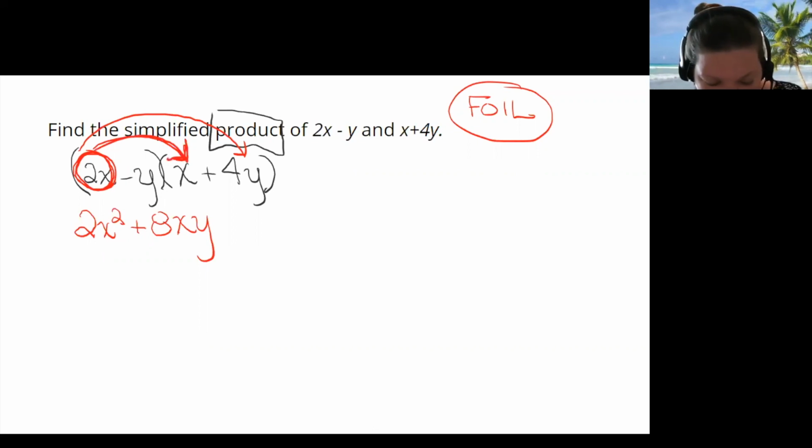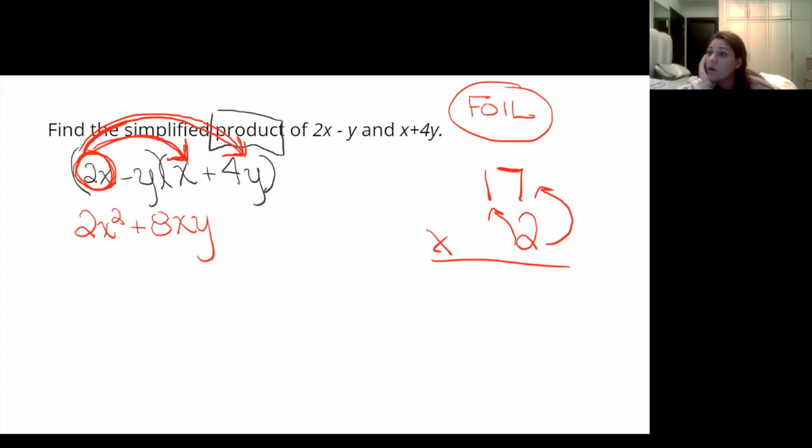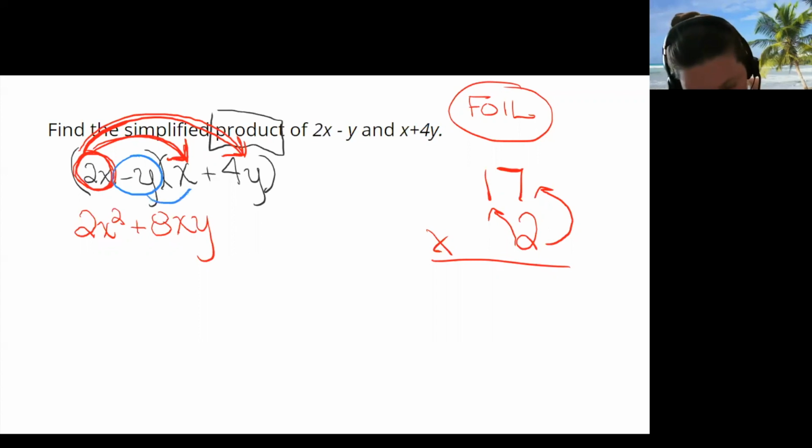Multiplication passes out to every term in the second parentheses. So it's two separate acts of multiplication. Just like when you take two-digit numbers and multiply, you pass it out. First the 2 multiplies by the 7, then the 2 multiplies by the 1. Same basic idea. Okay, now what? Multiply minus y. Beautiful. Now I'll take the next term and pass it out. Gorgeous. So what do you get when you multiply negative y times x?